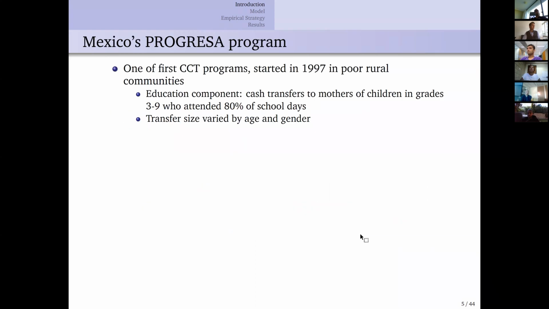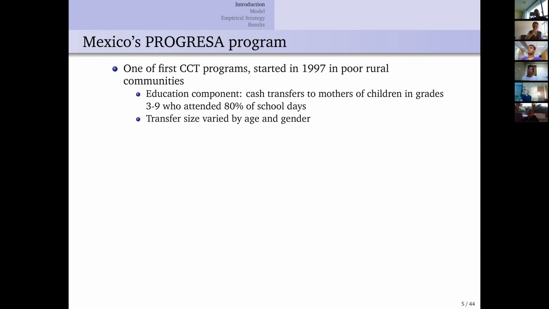So now going into the details about Mexico's PROGRESA program, this was one of the first CCT programs. It was started in 1997 in poor rural communities in Mexico. And the education component is what I'm going to be focusing on today.